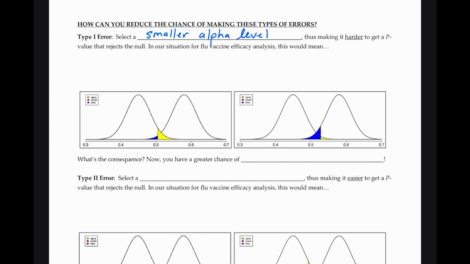So in our situation for this flu vaccine, what would this mean? If we were to try to reduce the chance of making a type 1 error, what would it mean we'd have to do?